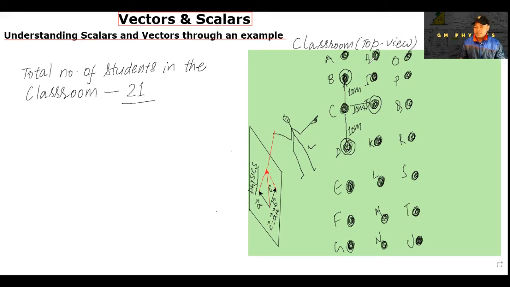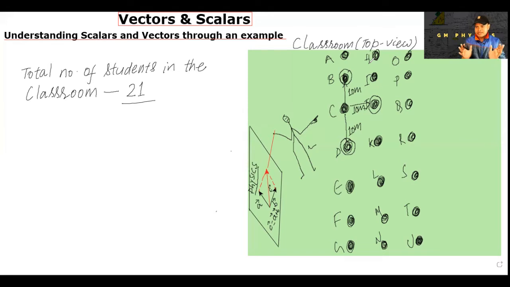Initially he said 21, just a numerical value. And the teacher came to know that yes, 21 students are present in the classroom. But when he says 10 meters from him, the teacher is not able to locate who D is. What is wrong in this? The only thing which he didn't provide is the direction.